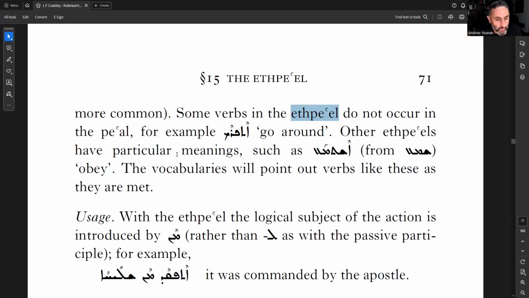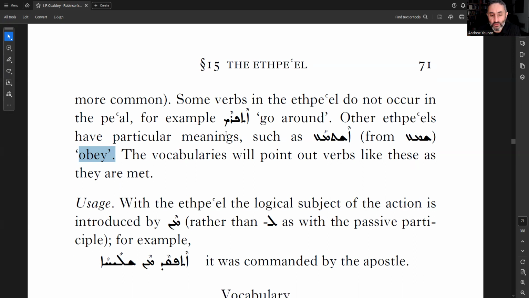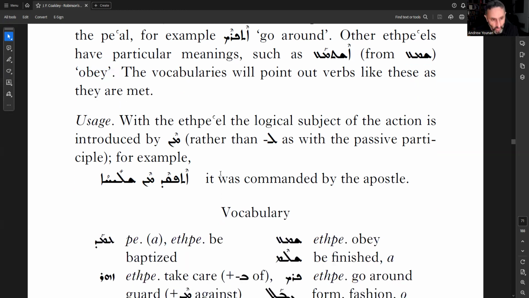Other ithpa'ils have particular meanings, such as ishtma, from shma, means obey. So the vocabularies will point out verbs like this as they're met. I think really the lesson to learn here is look it up. If you have a root and you know that shma means to hear, don't assume that ishtma means to be heard. It actually has this kind of specific meaning to obey. It's worth looking up. It'll help you remember the word anyway.